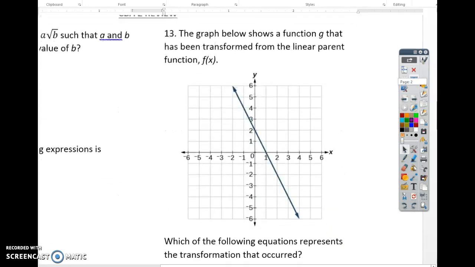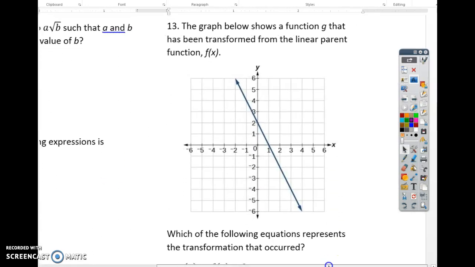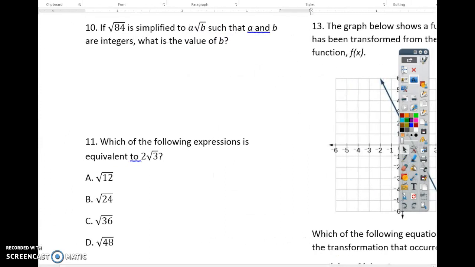Problem number 10. This is like yesterday's work, so if you were not here yesterday, I'm going to show you how to do number 10 so you know how to do number 11. Number 10 says, if the square root of 84 is simplified to a number here and a number inside, A square root of B, such that A and B are integers, what is the value of B? So I'm going to need the inside number.